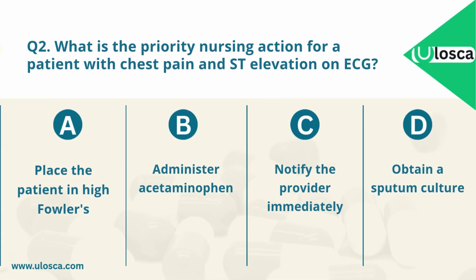Question 2. What is the priority nursing action for a patient with chest pain and ST elevation on ECG? A. Place the patient in high Fowler's. B. Administer acetaminophen. C. Notify the provider immediately. D. Obtain a sputum culture. Which one is the correct answer?